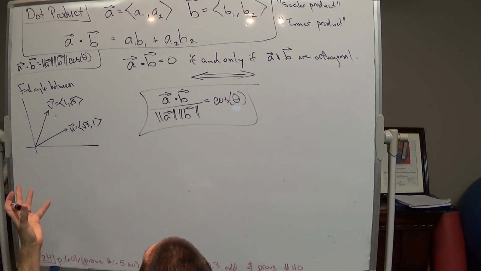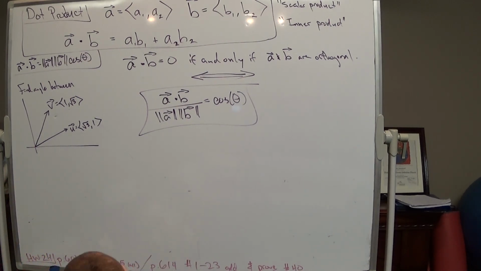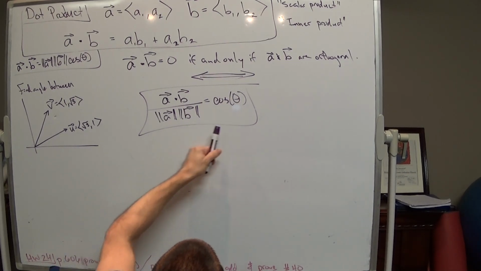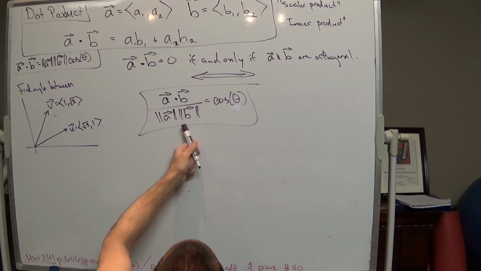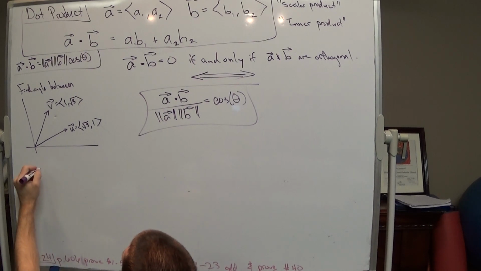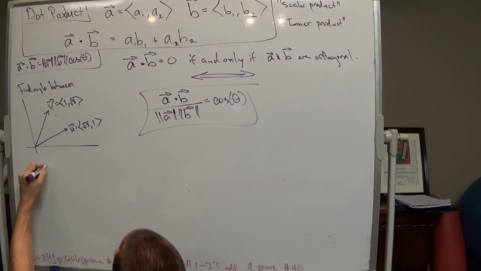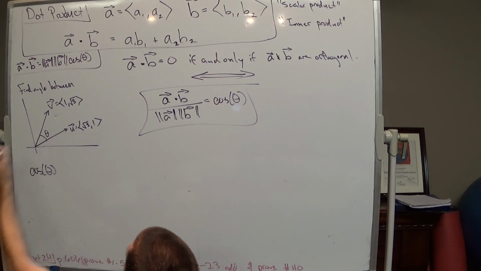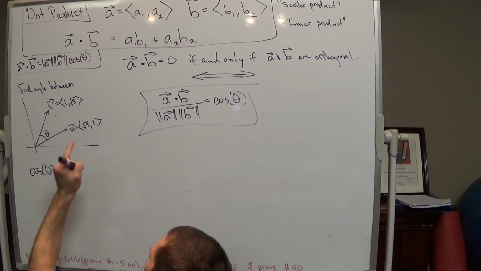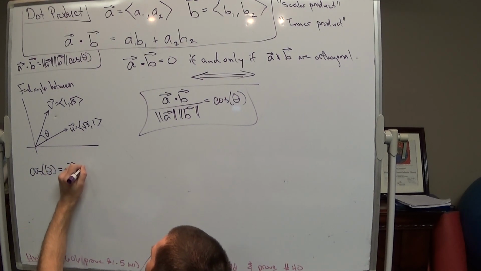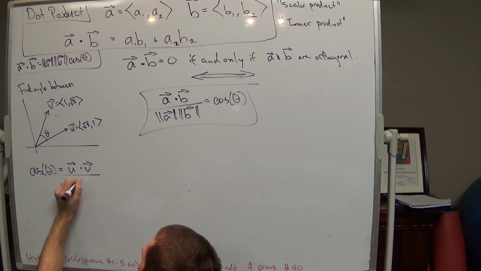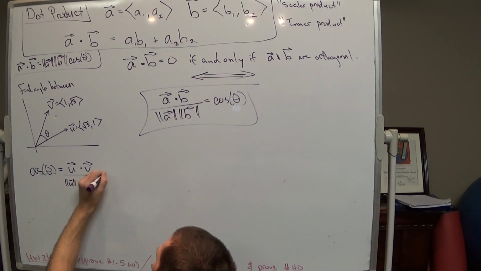What's the only thing we have up on the board that gives us theta almost by itself? A dot B equals the magnitudes times cosine theta. So let's just write all that out. Cosine theta, oh, there's theta, by the way. That's the angle between those two vectors. So cosine theta is equal to u dot v over the magnitude of u times the magnitude of v. And let's just do this one bit at a time.